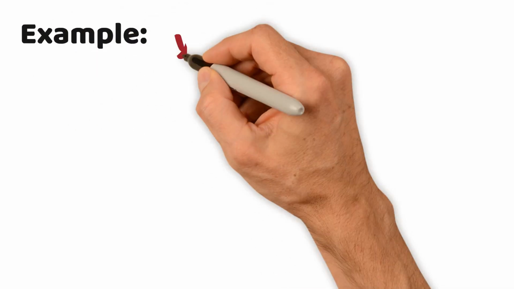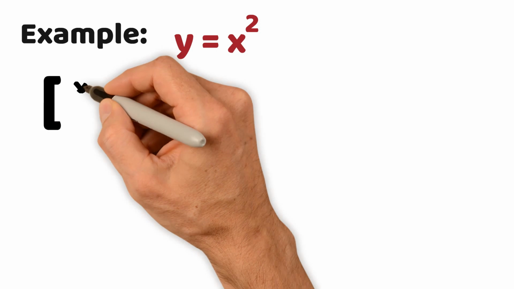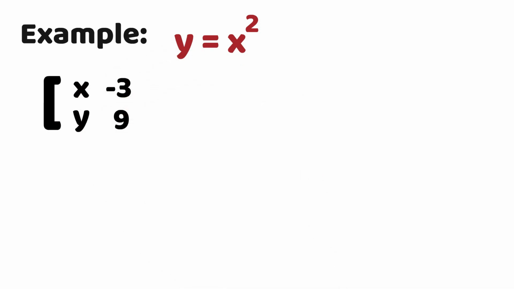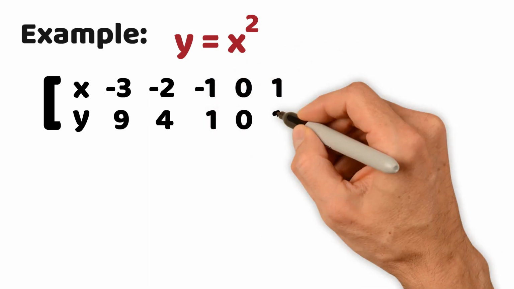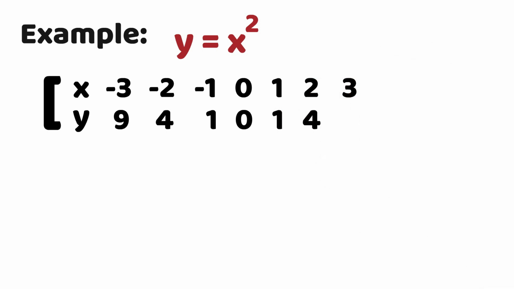Consider the equation y equals x squared. We'll graph this equation. As before, we pick sample points for x, and then y is determined by the equation. To start with x of negative 3, y becomes 9, because negative 3 squared is 9. If x is negative 2, negative 2 squared is 4, so y is 4. If x is negative 1, y is 1. If x is 0, y is 0. If x is 1, y is also 1. If x is 2, y is 4. And if x is 3, y is 9.